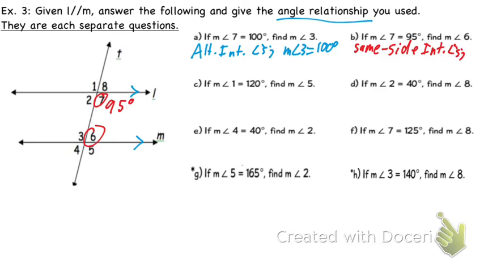Who can help me with that? 95. Not quite. These aren't congruent, unfortunately. Okay, Presley. 85. How'd you get 85 degrees? I subtracted 95 from 180. And that's exactly right, okay? So Presley's like, hey, this would be 85 degrees because these are supplementary. When the lines are parallel, same side interior angles are supplementary, meaning you take 180 minus 95 and you get 85.